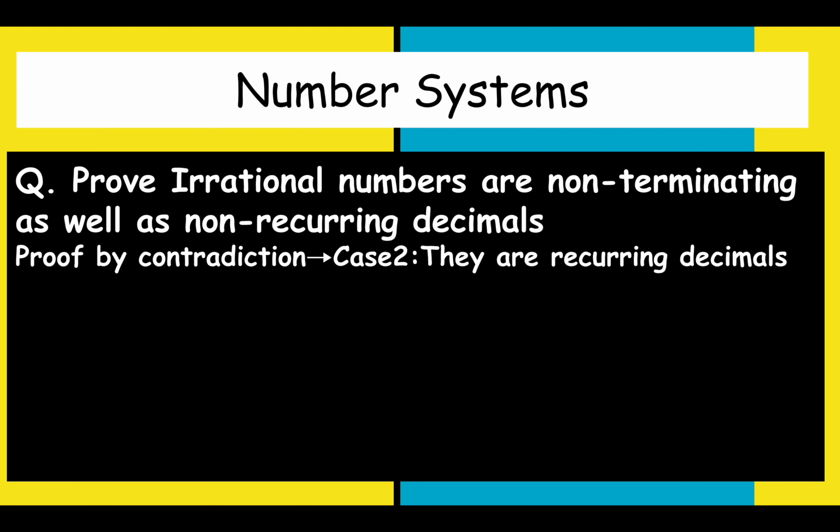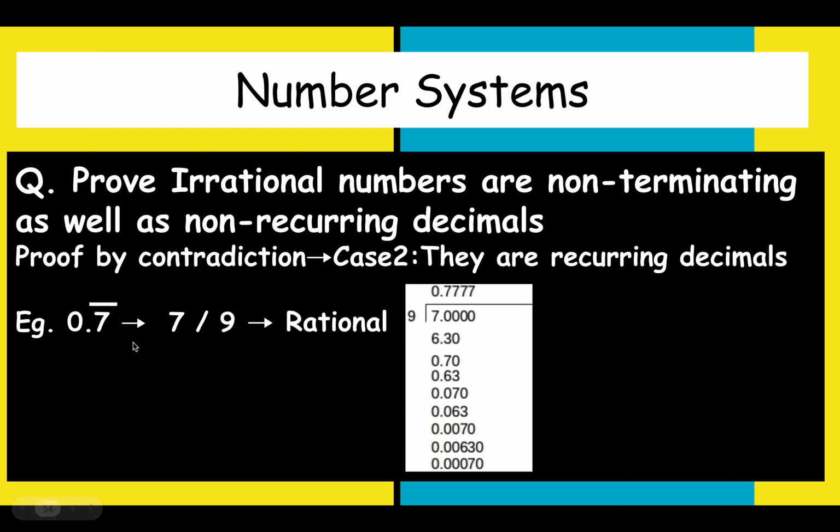Let's move to case 2. Here we have to prove that recurring decimals are also rational numbers. So we'll assume that they are irrational and then we'll contradict. Let's take an example, 0.7 bar. This can be written as 7 by 9. This is a rational number.